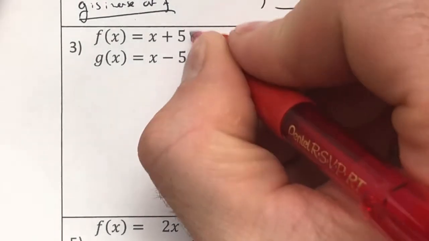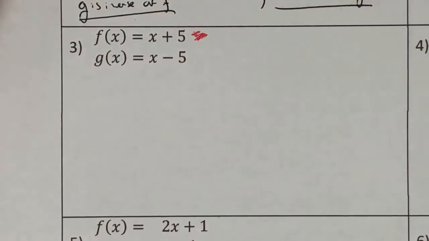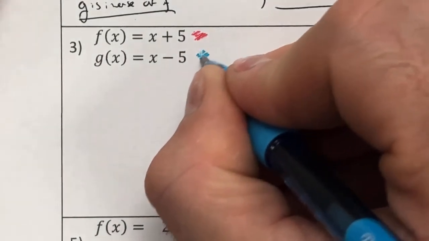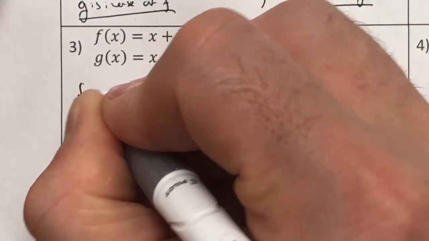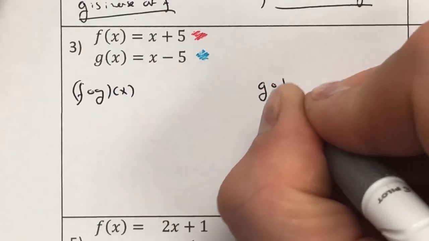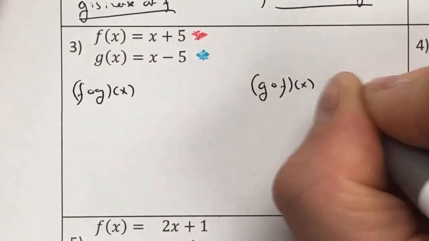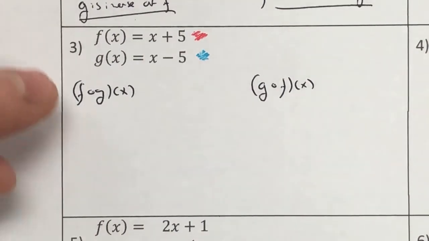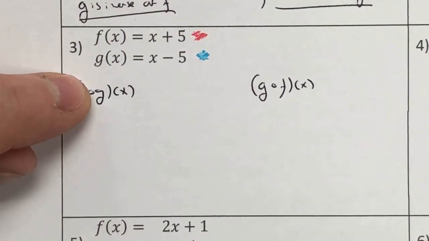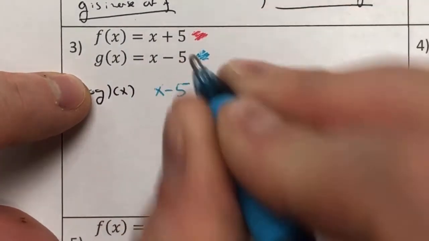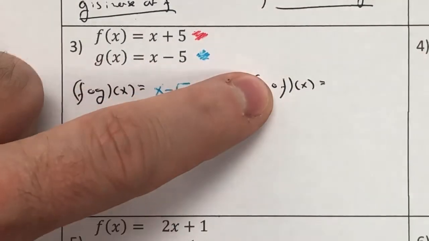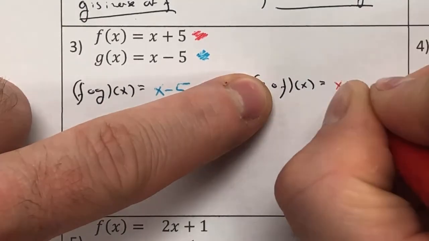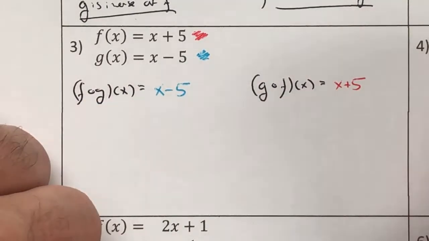I'm going to do the same thing as before. I'm going to take f and make it red. I'm going to take g and make it blue. I'm going to try out f of g of x. And I'm also going to try out g of f of x. Okay. With the g of x, we're going to start out with x minus 5. And with the f of x, we're going to start out with x plus 5.